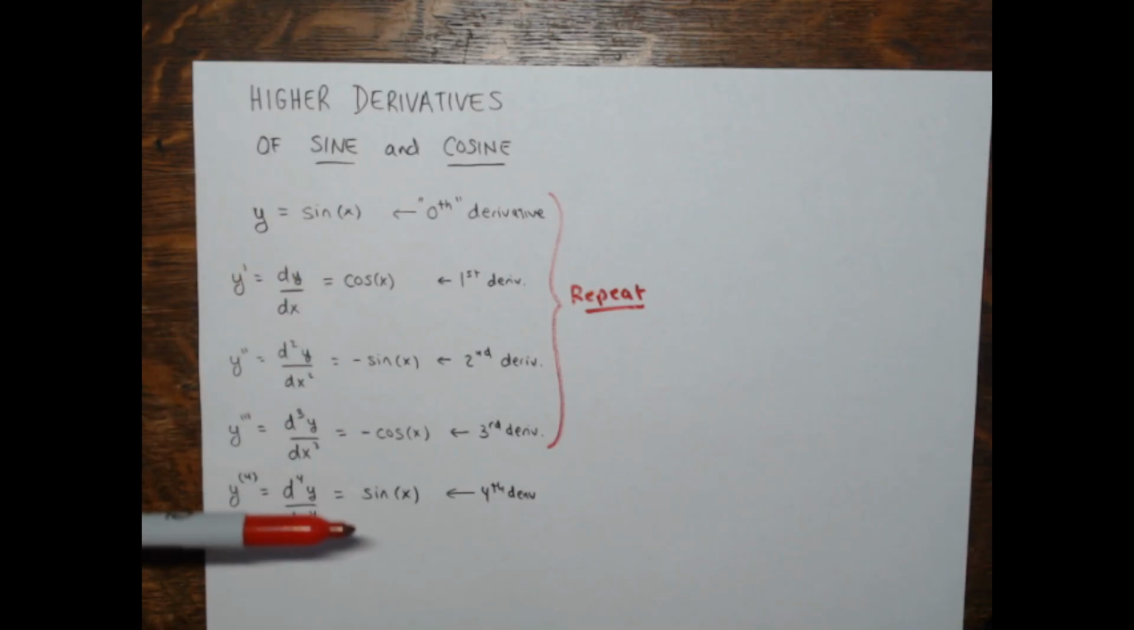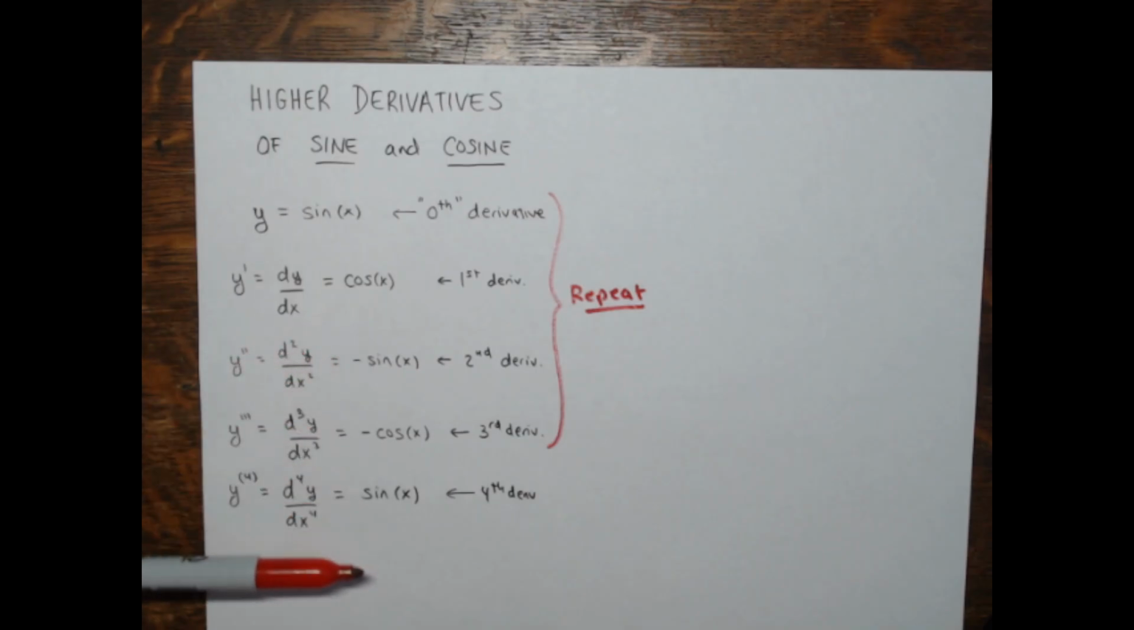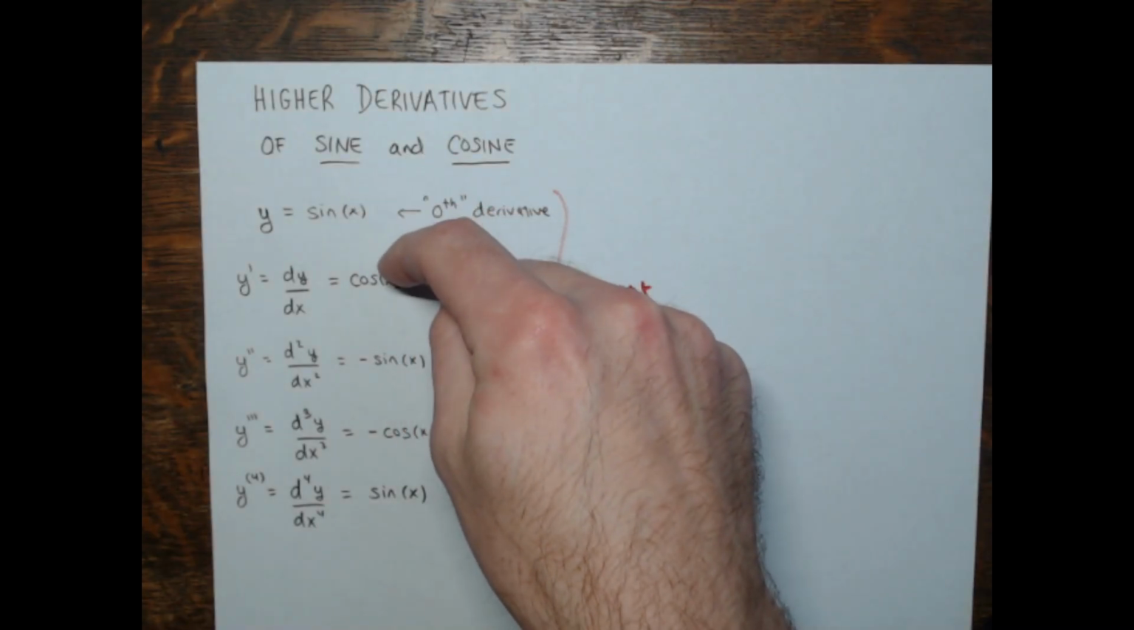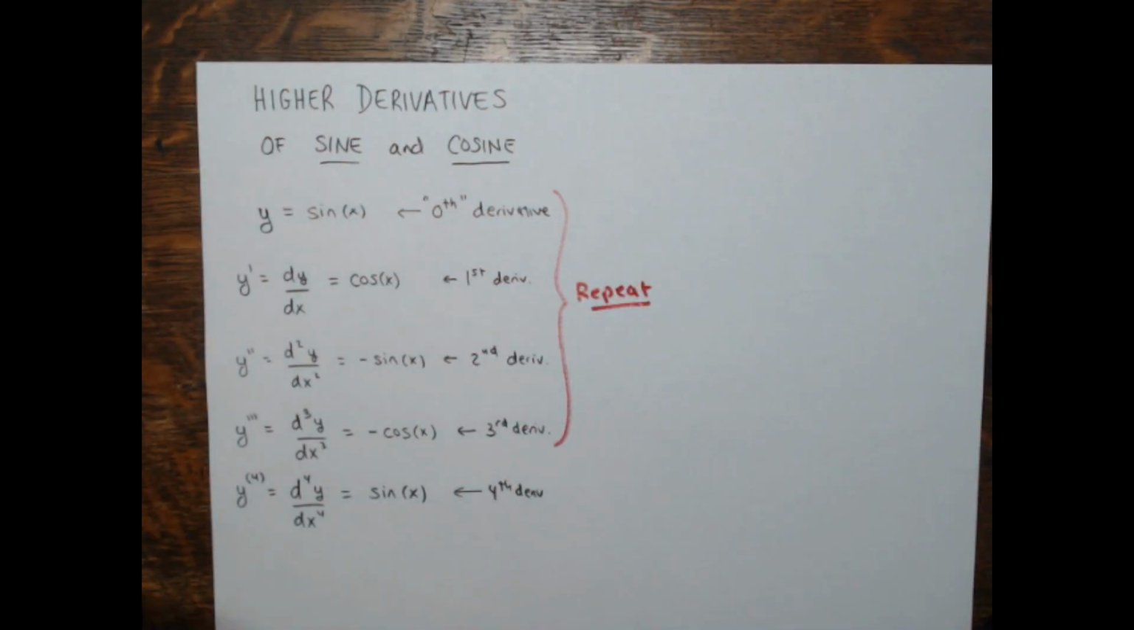All right, the fifth derivative would be cosine. The sixth derivative would be negative sine. The seventh derivative would be negative cosine. These four, sine, cosine, negative sine, negative cosine, keep repeating.